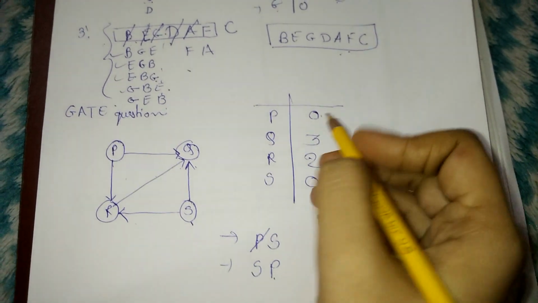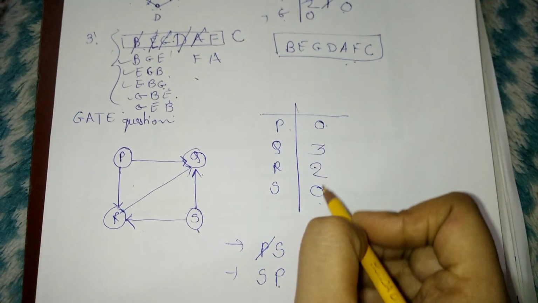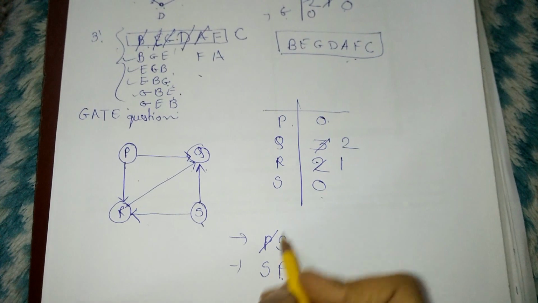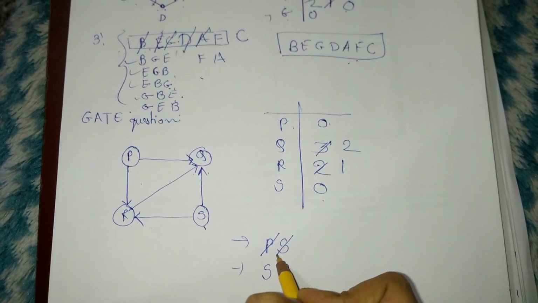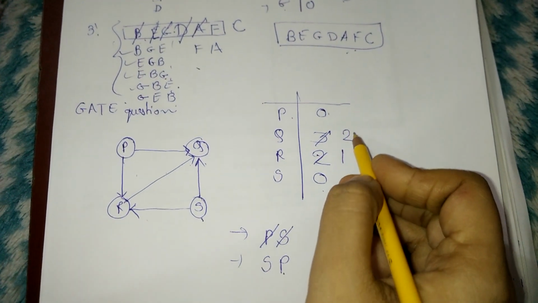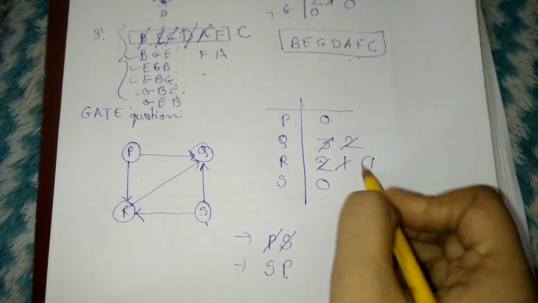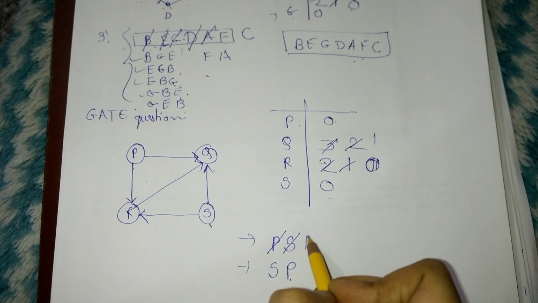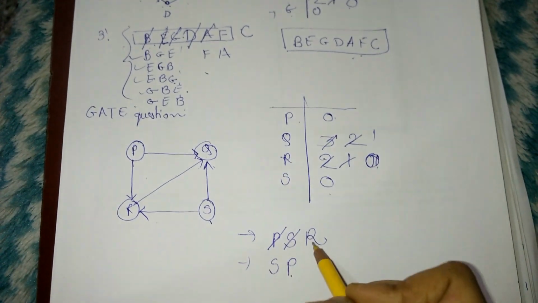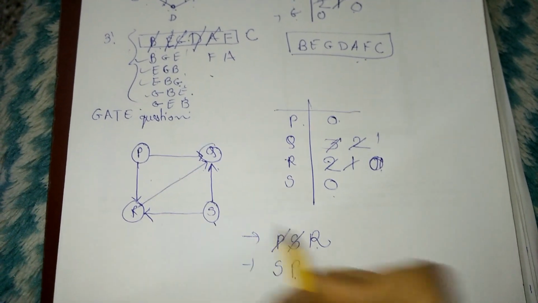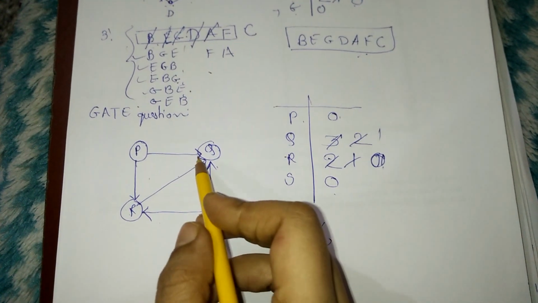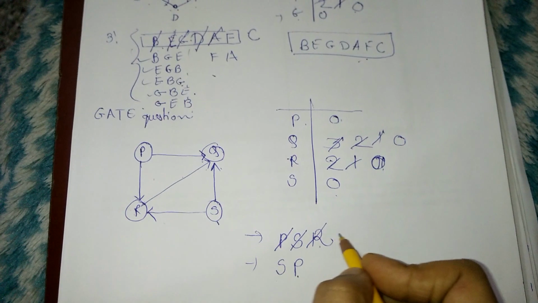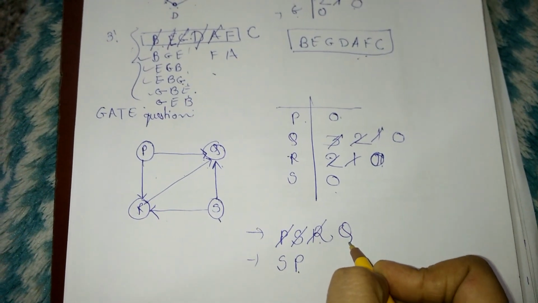If we visit P first, then the neighbors of P, that is Q and R, will be decremented by 1. Then we visit S. The neighbors of S, that is again R and Q, will be decremented by 1. Next, the in degree of R becomes 0, so R will be inserted. When we visit R, the neighbor of R, that is Q, will be decremented by 1. So lastly we visit Q.